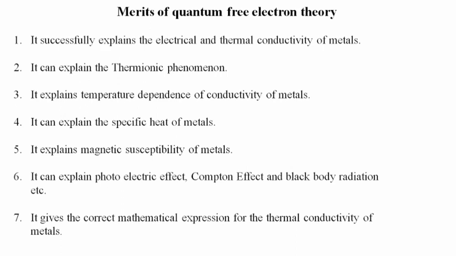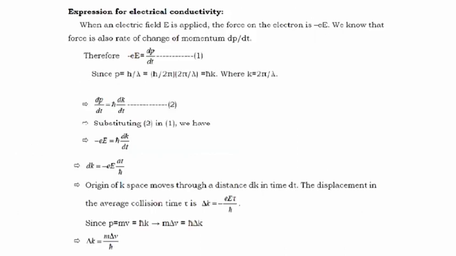Now what are the merits or advantages of quantum free electron theory? Using this theory, we can explain the electrical and thermal conductivity of metals, thermionic phenomenon. It can explain the temperature dependence of conductivity of metals, the specific heat of metals, magnetic susceptibility of metals, and it can explain quantum phenomena like photoelectric effect, Compton effect, and black body radiation, etc. And it gives the correct mathematical expression for the thermal conductivity of the metals.